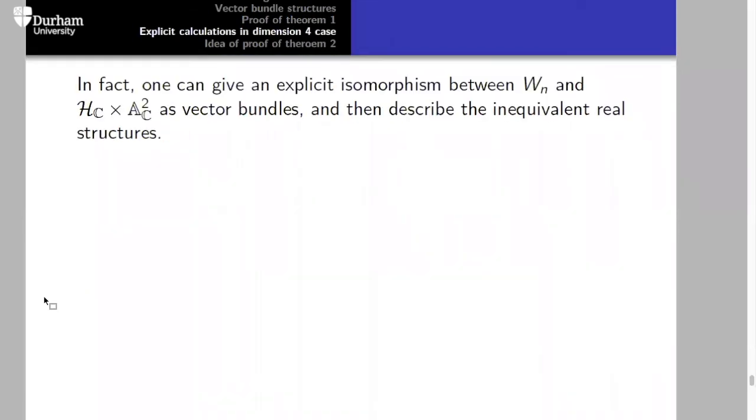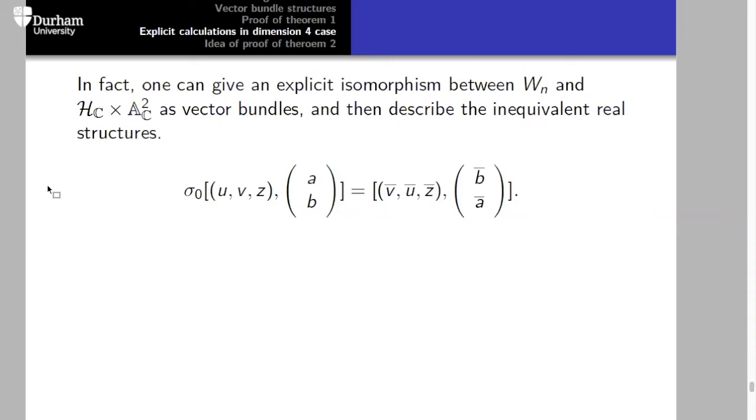Now, in fact, I'm going to do something. We used Murty's result there, but I could even do this result by hand. One can give explicit isomorphisms between Wn and the trivial bundles over HC, and then follow the real structure and see what they are on the trivial bundle. I will just give you the answer here. For n equals 0, the real structure, sigma 0, on the base is what I gave before: u, v, z goes to v bar, u bar, z bar. And on the fiber a, b, it goes to b bar, a bar.